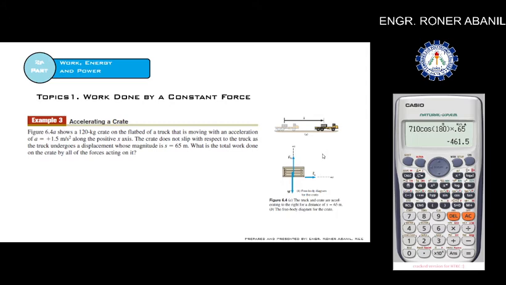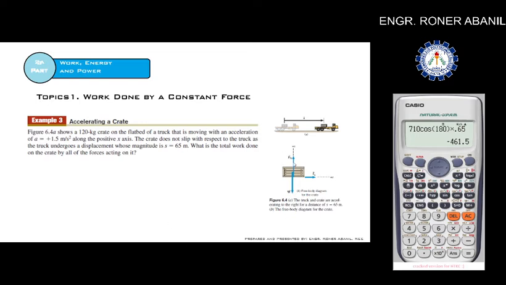na nagmo-move with an acceleration of positive 1.5 meter per second squared along the positive x-axis. So, the crate does not slip. So, ibig sabihin, hindi daw dumudulas with respect to the truck. Undergoes a displacement whose magnitude is S equal to 75 meter. So, what is the total work done on the crate by all the forces acting on it?